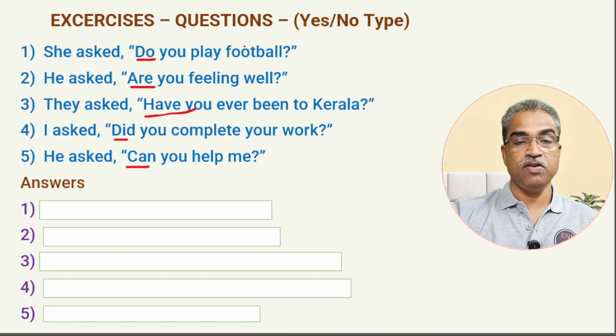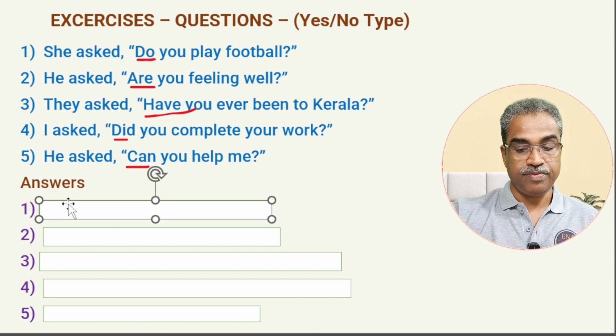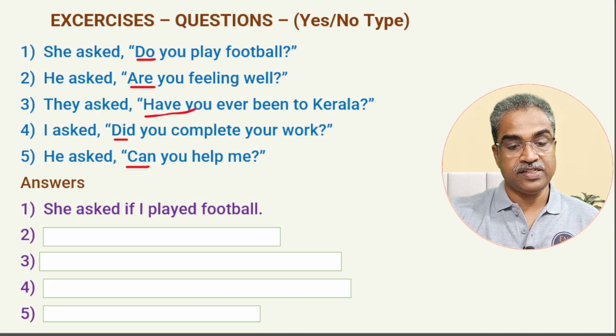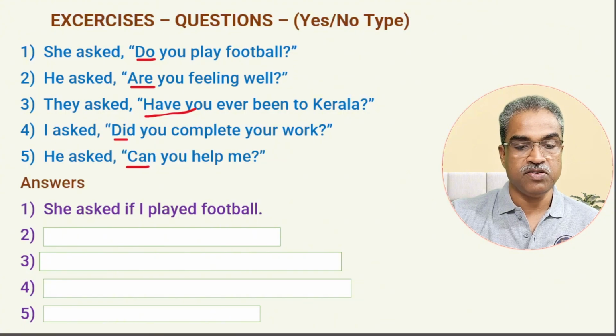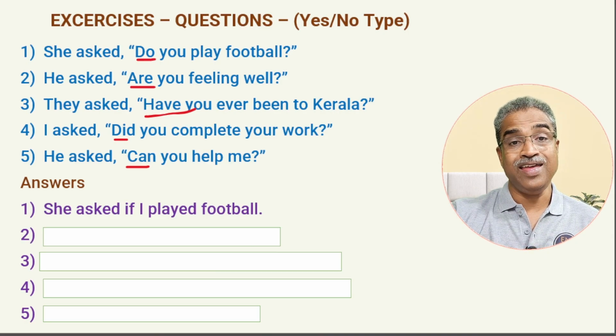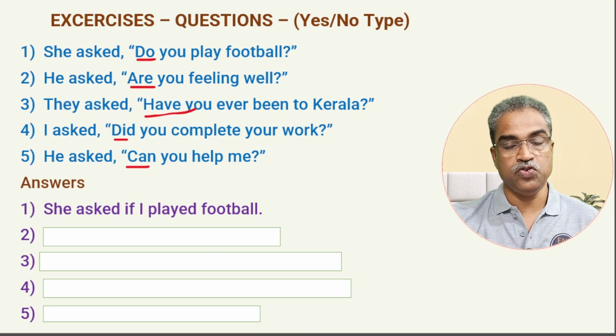"Do you play football?" It's a question. We need to change it into a simple past statement. So how will it come? Easy. He asked if, or he asked me. The object is not given after asked, so anybody could be. So he asked if I played football. "Do you play?" is simple present. The corresponding past tense is simple past.